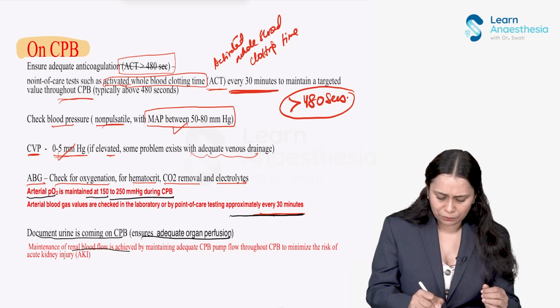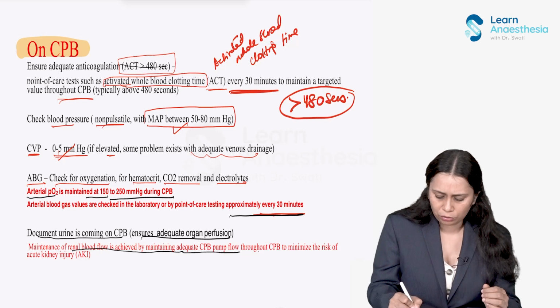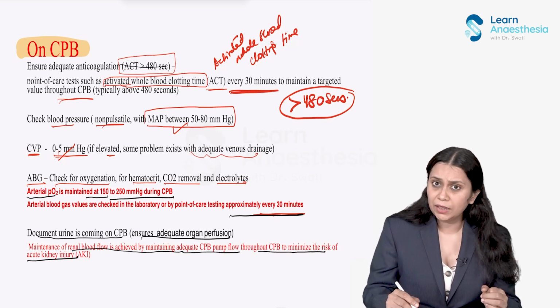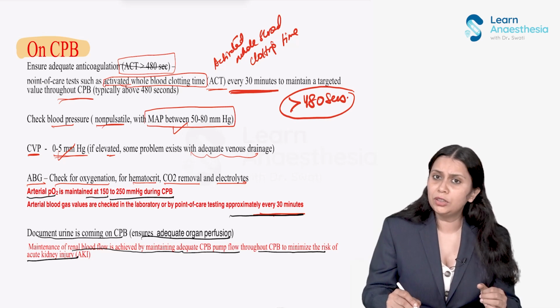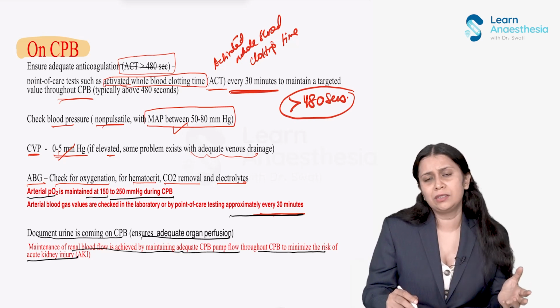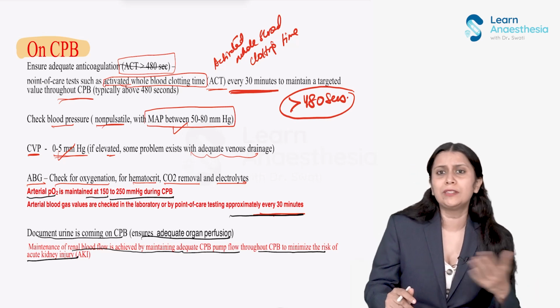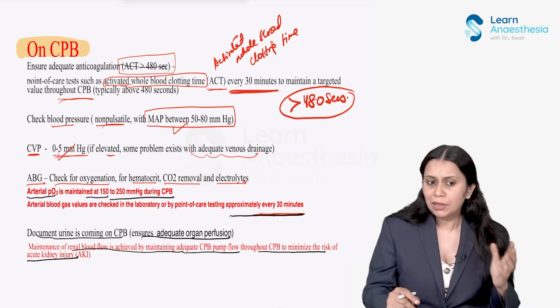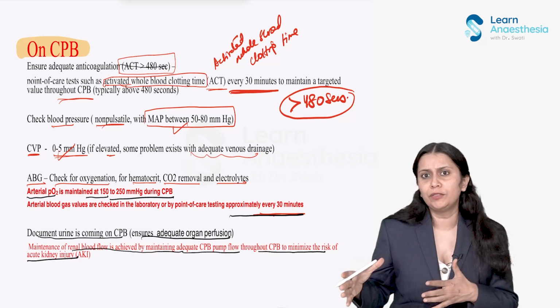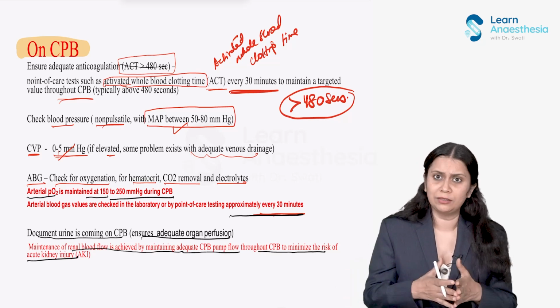Maintenance of renal blood flow is achieved by maintaining adequate CPB pump flow throughout the CPB to minimize the risk of AKI. The risk of AKI is very high post CPB. The chances of kidney dysfunction are very high post CPB. To minimize it, we have to keep adequate pump flow. So many times the cardiac surgeon, the CTVS surgeon, will keep asking, what is the pump flow? They are also concerned that the pump flow should be adequate to maintain perfusion of the body. And we should also regularly check the pump flow.